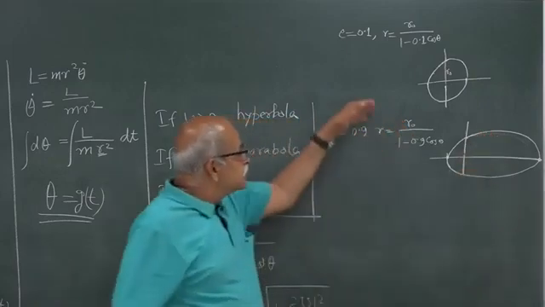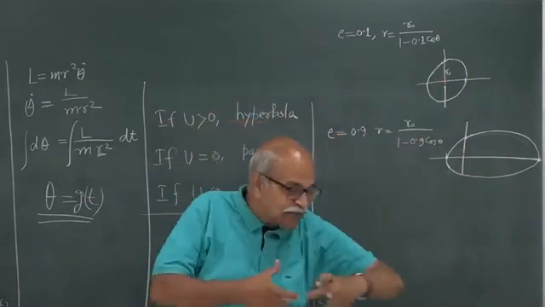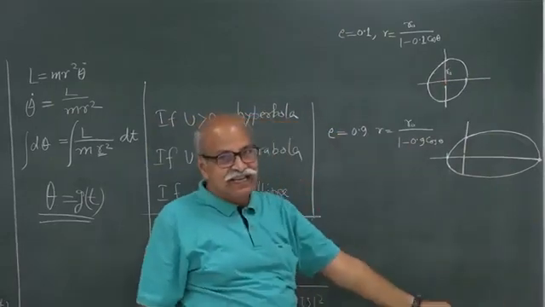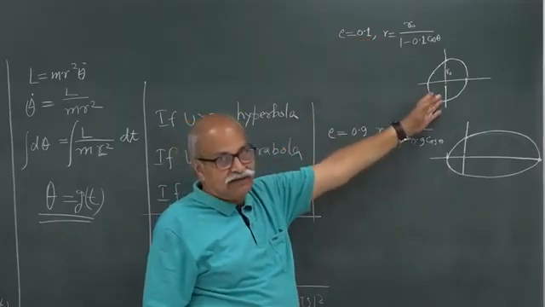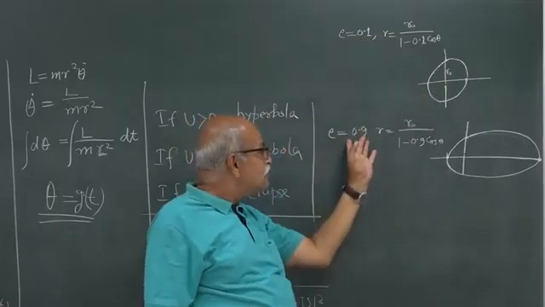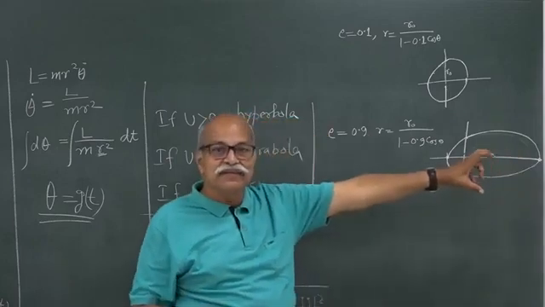So, as the eccentricity increases, this ellipse becomes more and more elliptical. If it is close to 0, it is close to a circle, and if it is close to 1, then it is a very elongated cigar type ellipse.